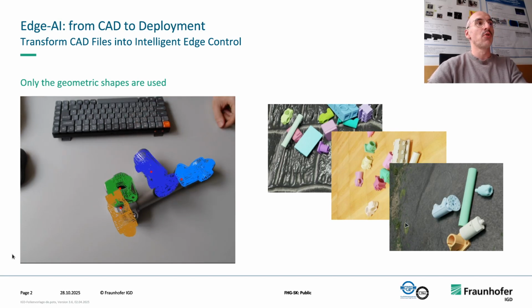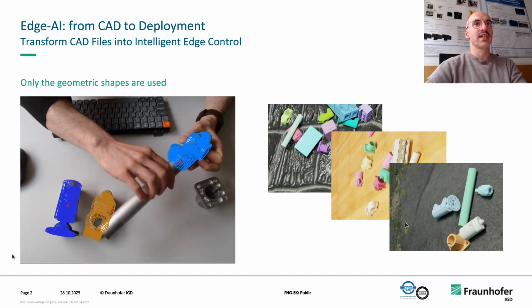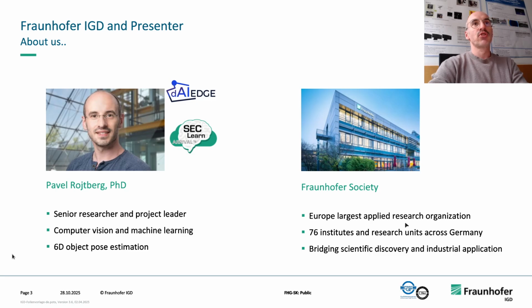Before I give you the details of how we arrived here, let me say a few words about myself. I'm a senior researcher and project leader at the Fraunhofer IGD, and my research interests are computer vision and machine learning, and specifically 6D object pose estimation. As the project leader, I participated in the EU project Distributed AI at the Edge and the Fraunhofer project Sensor Edge Cloud. In case this is the first time you are hearing about the Fraunhofer Society, it is Europe's largest applied research organization. It consists of 76 institutes and research units across Germany, and its goal is bridging research discovery and industrial applications, as hopefully you will see as part of this webinar.